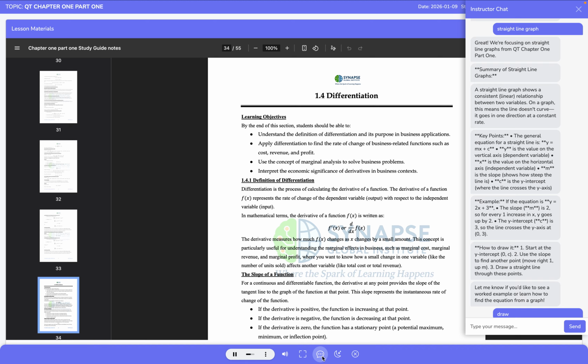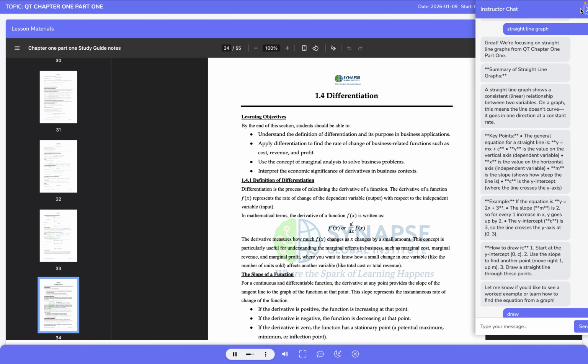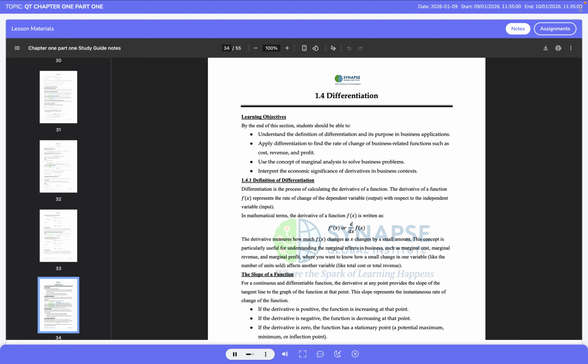By the end of this section, you should be able to understand what differentiation means and why it is important in business applications. Apply differentiation to find rates of change of cost, revenue, and profit functions. Use marginal analysis to solve business problems and interpret the economic meaning of derivatives.